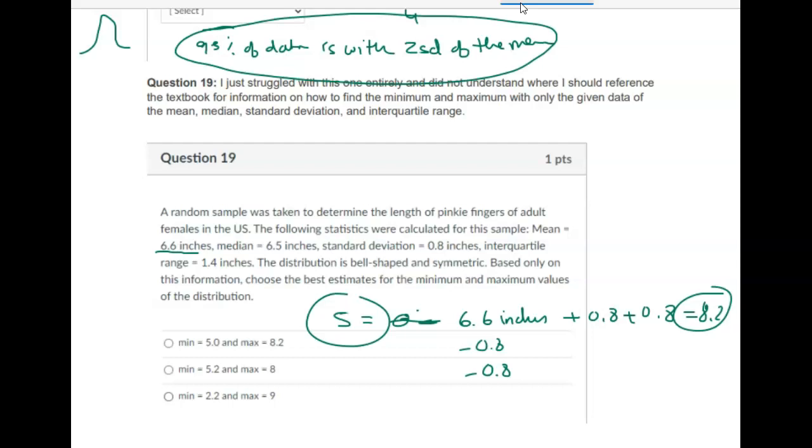Again, it's that rule of thumb, right? The range divided by 4 gives you the standard deviation. So if you look at these answers and you figure out what the range is and you divide by 4, then it's this one, right? All right, so if I do 8.2 minus 5 and divide by 4, this gives me 0.8, which should approximately be the standard deviation.